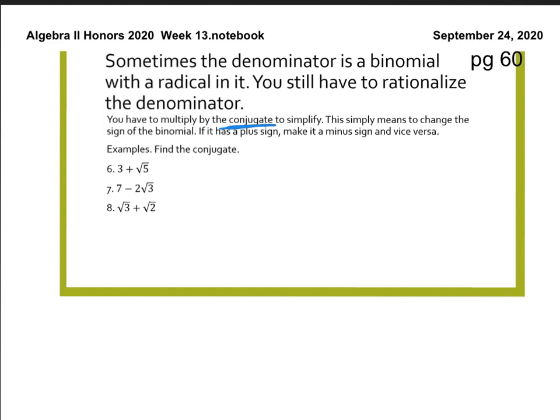The conjugate of 3 plus the square root of 5 is 3 minus the square root of 5. The conjugate of 7 minus 2 times the square root of 3 is 7 plus 2 times the square root of 3. The conjugate of the square root of 3 plus the square root of 2 is the square root of 3 minus the square root of 2. We're going to use that skill to do the next examples.